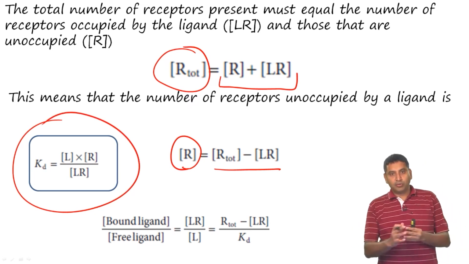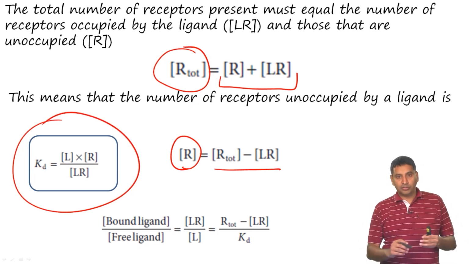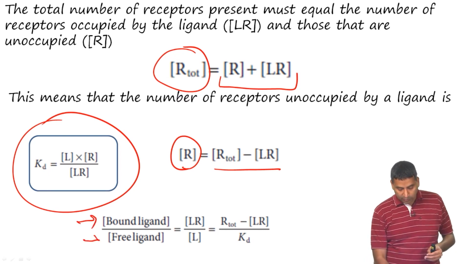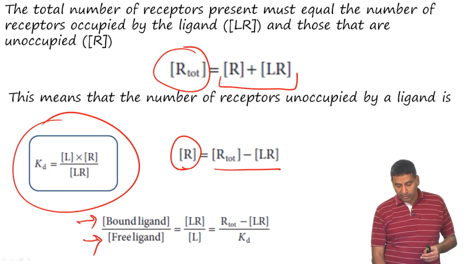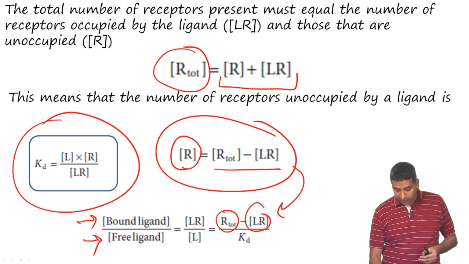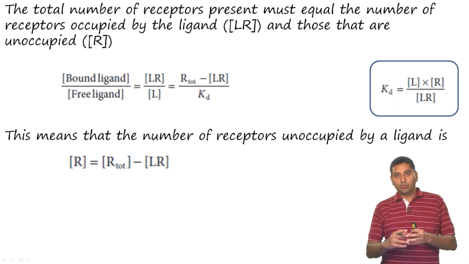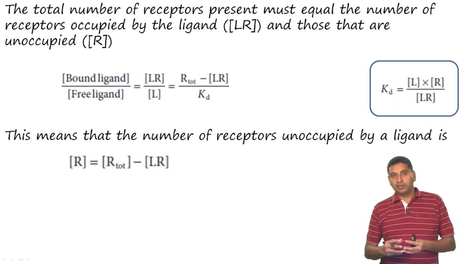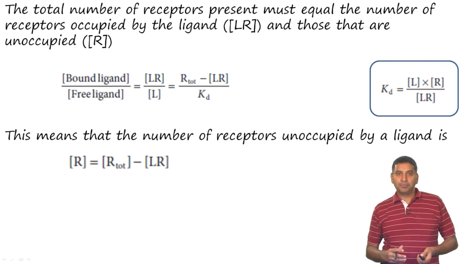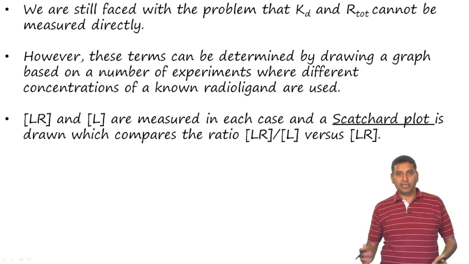Now, doing a little bit of jugglery here, we can come up with this equation where the concentration of bound ligand divided by concentration of free ligand, that is LR divided by L, is R total minus LR, that term that I get from here, divided by Kd. Okay. And the total number of receptors present must equal, therefore, this sum of LR and R. Okay. So, we are still faced with the problem that Kd and R total cannot be measured directly.